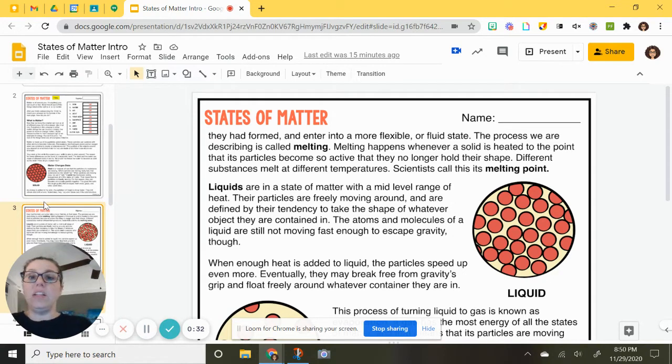They'll break out of the solid structure they had formed and enter into a more flexible or fluid state. The process we are describing is called melting. Melting happens whenever a solid is heated to the point that its particles become so active they no longer hold their shape. Different substances melt at different temperatures. Scientists call this its melting point.